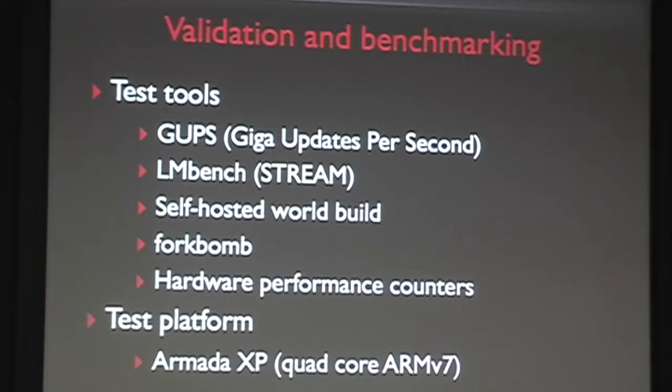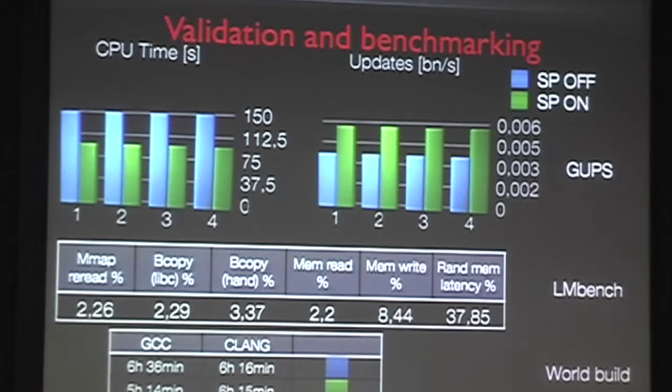And recently I tried to use some hardware performance counters to get more detailed information about TLB misses, and how many cycles we waste for a single TLB miss, and how many cycles we waste on a two-level translation table walk as a result of a TLB miss. And as a test platform, I used the Marvell Armada XP, which is a quad-core ARMv7 processor. And here we see the results.